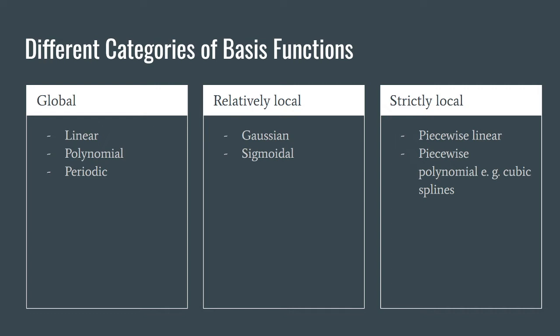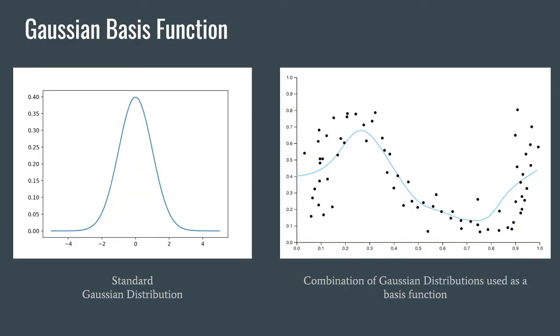In case of relatively local and strictly local, the basis functions mostly consist of multiple, individually defined parts. On the left you see a normal Gaussian distribution, and on the right you see a Gaussian model with several underlying Gaussian distributions. Due to their relative locality, meaning the significant impact of the function is limited and almost zero outside a certain interval, for example the credible intervals, a combination of different Gaussian distributions can be used to approximate our data by adding different Gaussian forms to one function, each one with individual mean and standard deviation.